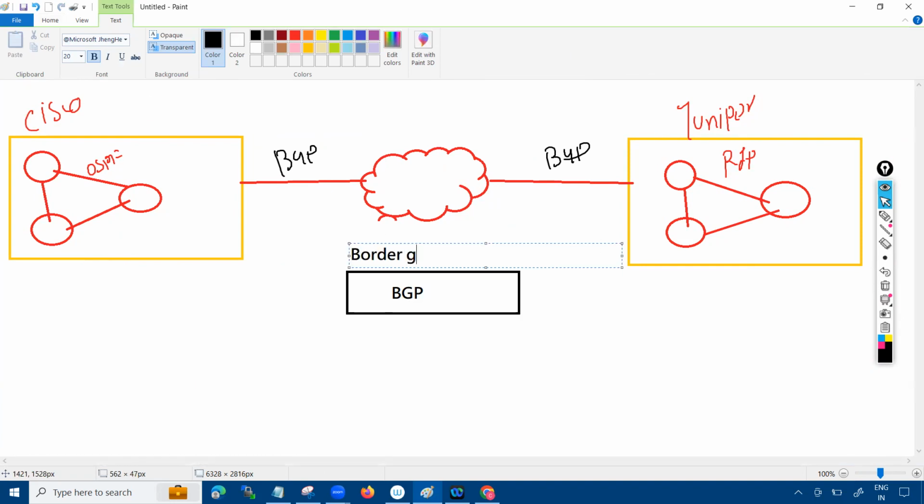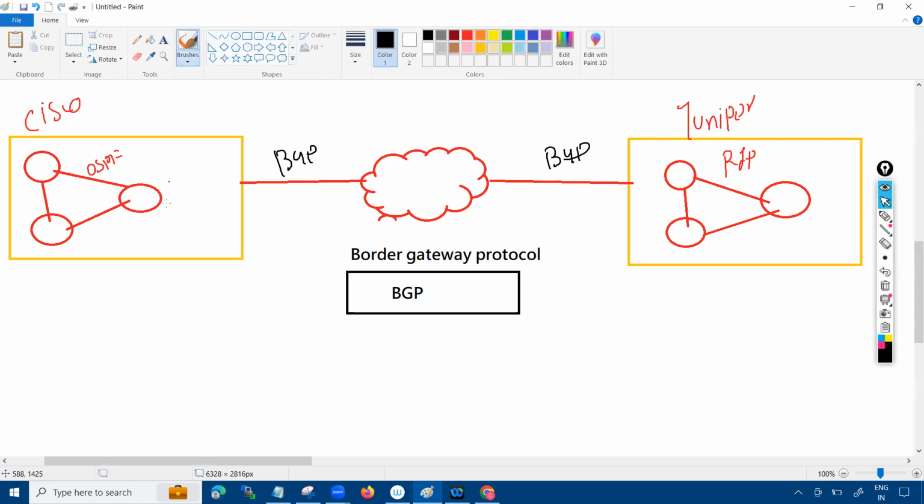Why is it called border? The reason to call it a border is because this is the border of the company's data. Between the border and the service provider, we are going to run BGP.